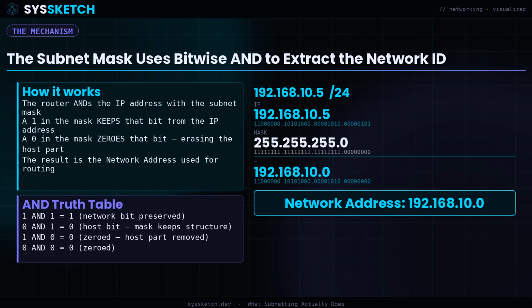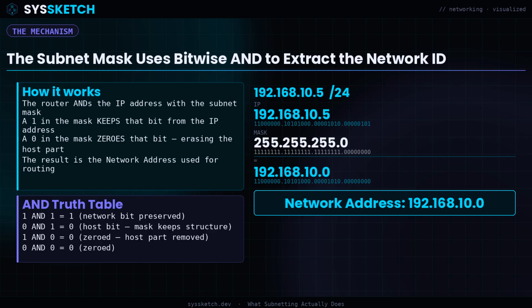The mechanism is a bitwise AND operation. Your router takes the IP address and ANDs it bit by bit with the subnet mask. Wherever the mask has a 1, the network bit is kept. Wherever the mask has a 0, the bit is zeroed out. What remains is the network address. For 192.168.10.5 with a /24 mask, the result is 192.168.10.0. That's the network address for every host in this subnet.